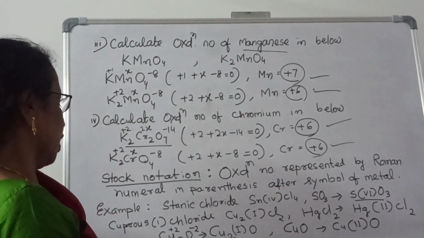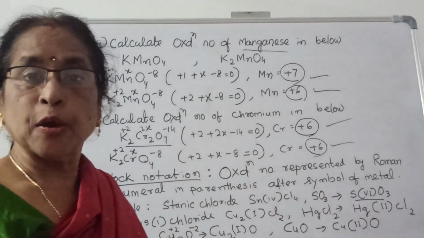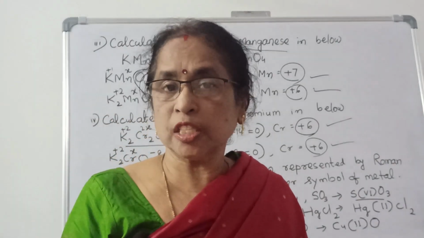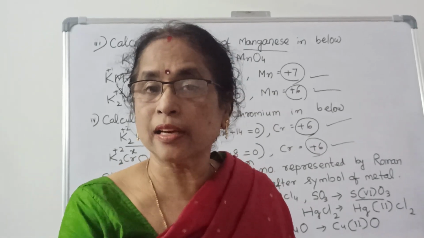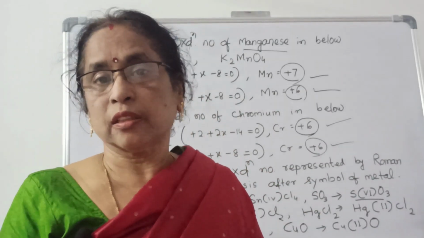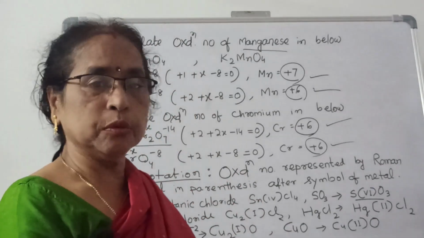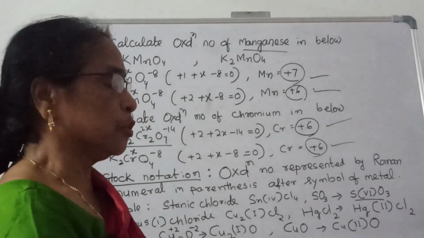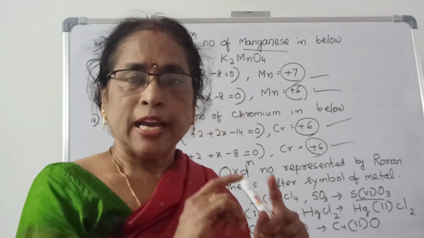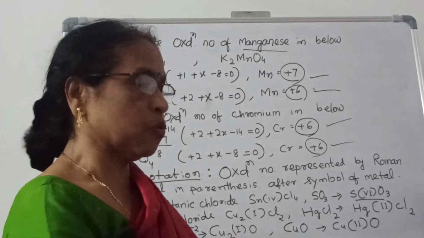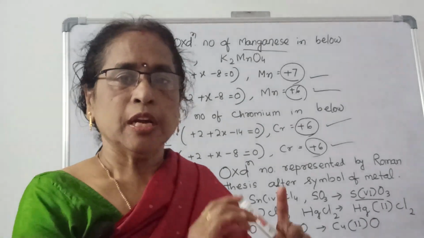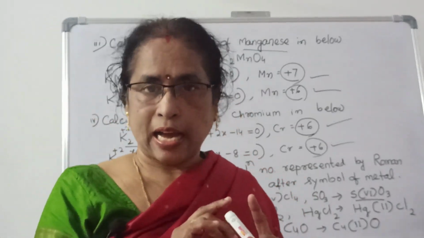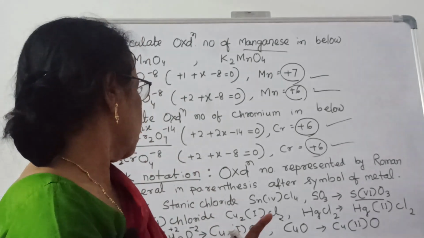Then here cuprous oxide. Cuprous means plus 1 oxidation number. Then how can we write that in stock notation? After Cu, because there are 2 Cu atoms, Cu2, you will write in parenthesis Roman numeral 1, then oxygen O. So Cu2 in bracket 1 and O.